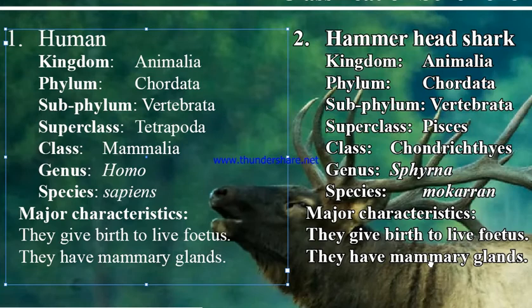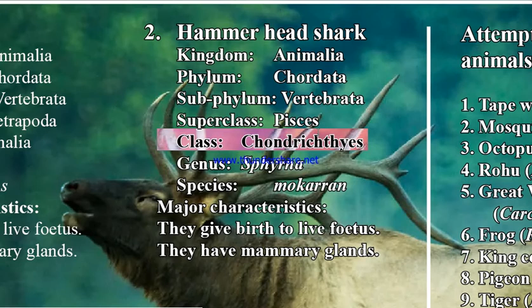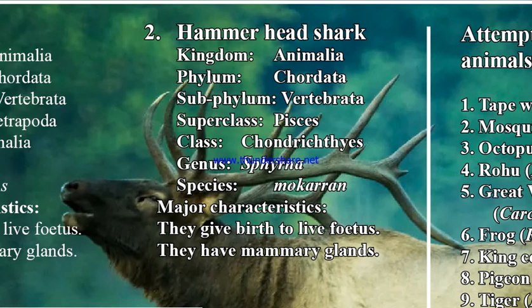And then the hammerhead shark. Definitely it belongs to kingdom Animalia, and phylum Chordata. Its subphylum is Vertebrata. Superclass is Pisces, because it does not have any limbs. In Pisces, its class is Chondrichthyes, but you don't need to write this, you have not studied this. You can include Pisces as the class instead of superclass, because that is what is mentioned in your syllabus. Genus Sphyrna and species mokarran. Major characteristics: they give birth to live fetus.